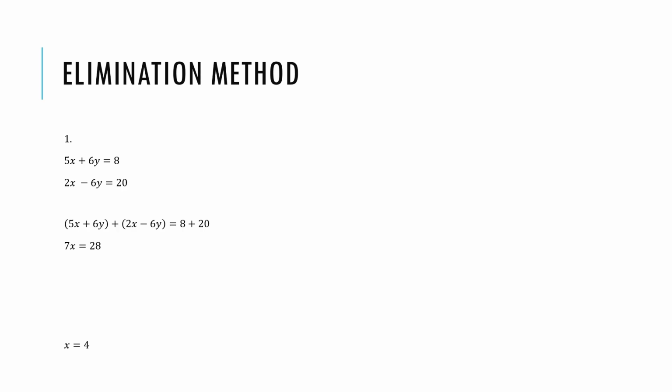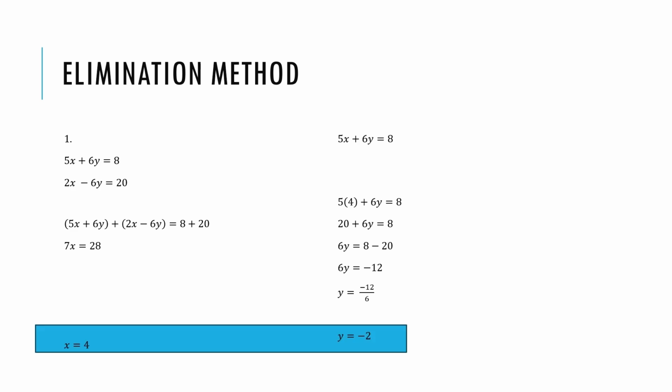Step 2. Substitute x back into one of the original equations. Let's use 5x plus 6y equals 8. 5 times 4 plus 6y equals 8. 20 plus 6y equals 8. 6y equals 8 minus 20. 6y equals minus 12. Y equals minus 12 divided by 6. Y equals minus 2. By spotting those opposite terms and adding the equations, we quickly eliminated y and made the problem much easier to solve.